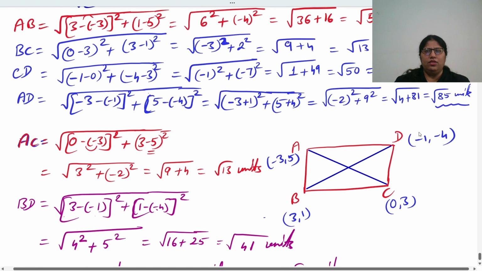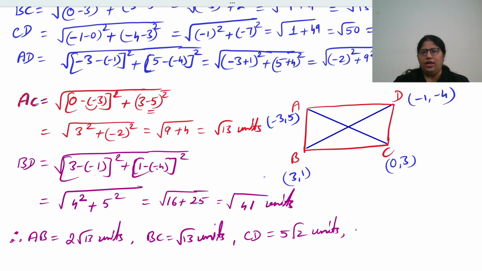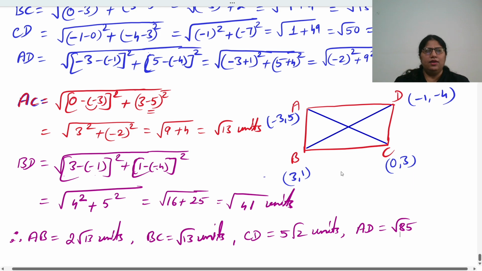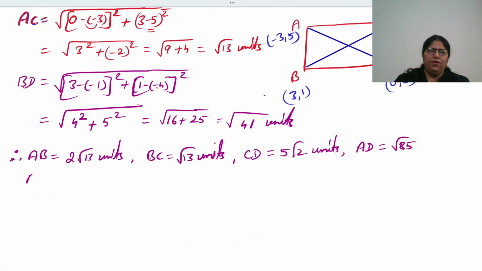And then what is the length of AD? Root 85. Length of AD is going to be root 85 units. And then AC length, if you will see here, AC is root 13 units. And here after that BD is root 41. Now 41 is already a prime number. You can't do further simplification.